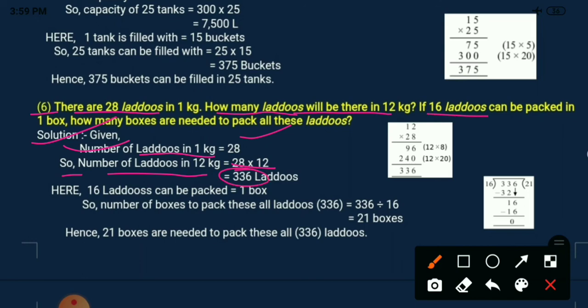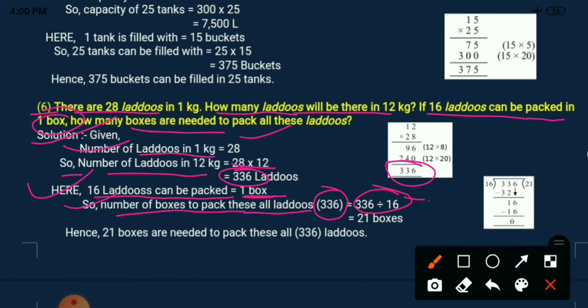So now next, if 16 laddus can be packed in one box, so we will write here 16 laddus can be packed in only one box. So how many boxes are needed to pack all these laddus? So which laddus? 336. This is our all laddus. Okay, so now here we have to find the number of boxes to pack 336 laddus. So 336 divided by 16, so we will get 21. So write the answer. Hence 21 boxes are needed to pack all these laddus, means 336 laddus.